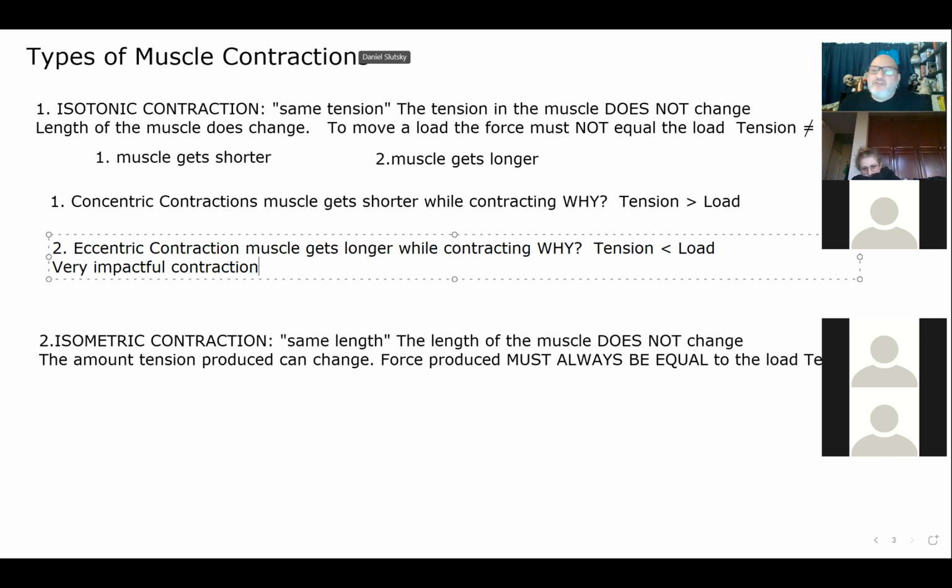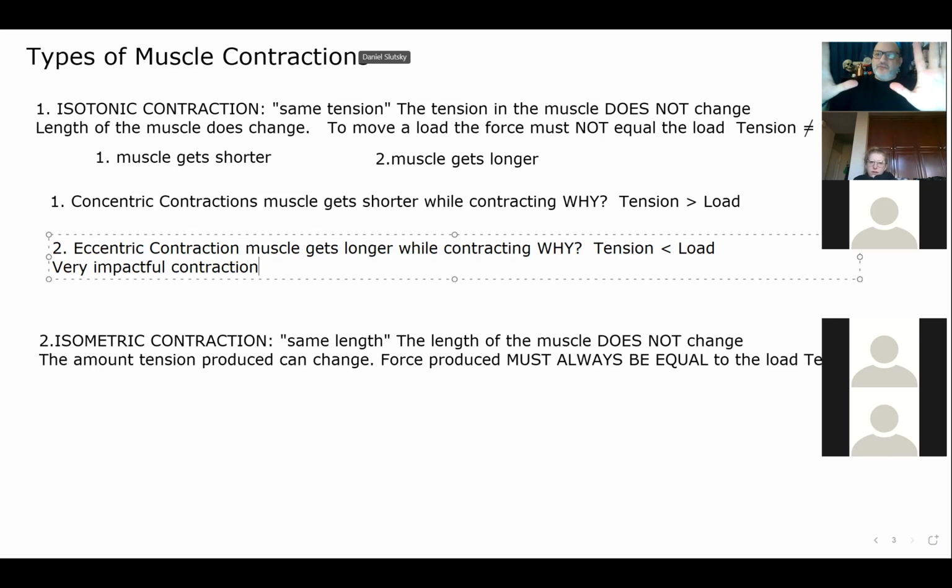That doesn't mean you can't use isometric contractions to work out. We talked about the example of holding it, but there's a whole series of exercises where you push against yourself or pull against yourself. Notice as I'm pulling on my two arms, I can pull with a little bit of tension or I can pull with a lot of tension. But notice as I change the amount of tension, my arms don't change length.